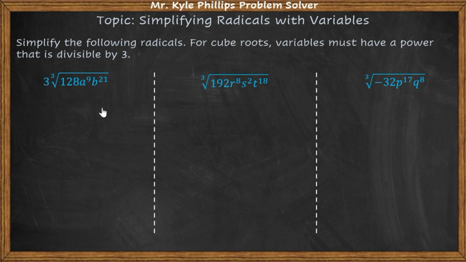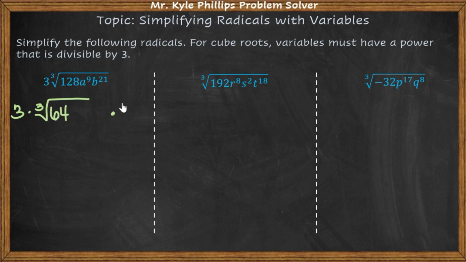I'm going to have my 2 separate radicals, and I'm looking for the largest perfect cube to go into 128, and then I'm going to test these numbers to make sure they're divisible by 3. So to start, I have 3 times the cube root, and I want the largest perfect cube that can go into 128. So the largest perfect cube that can go into 128 is going to be 64.